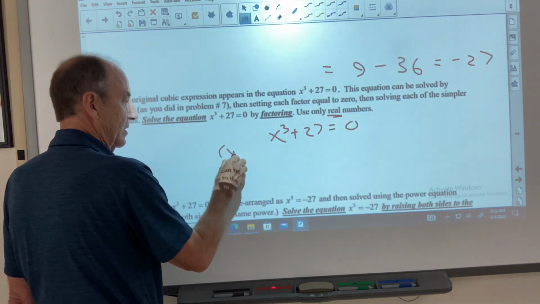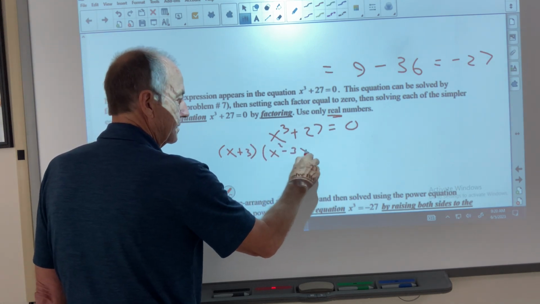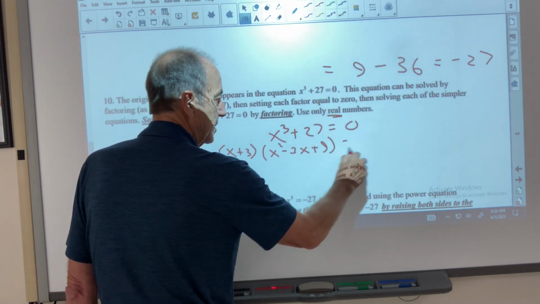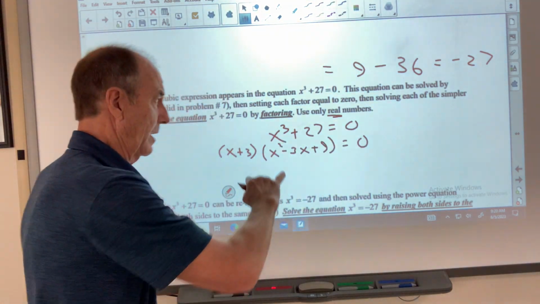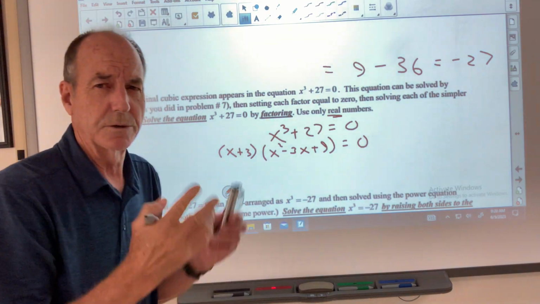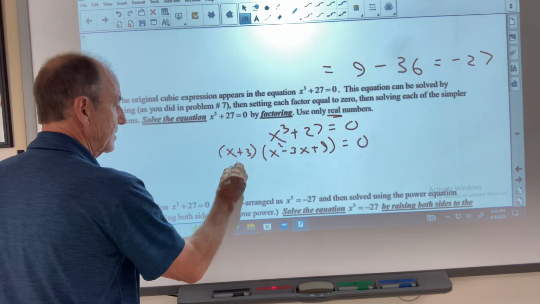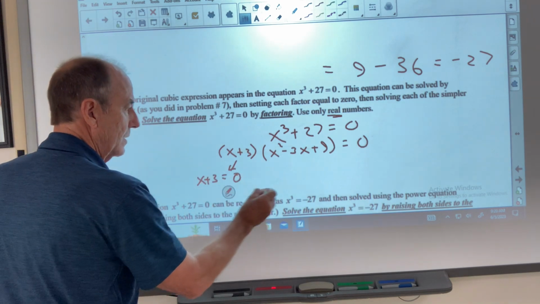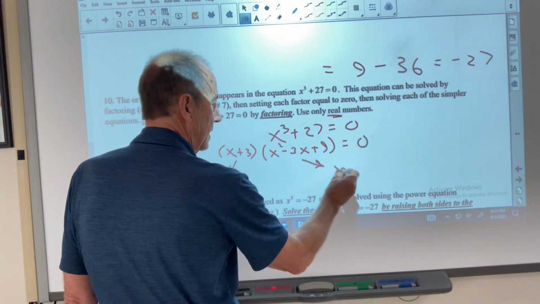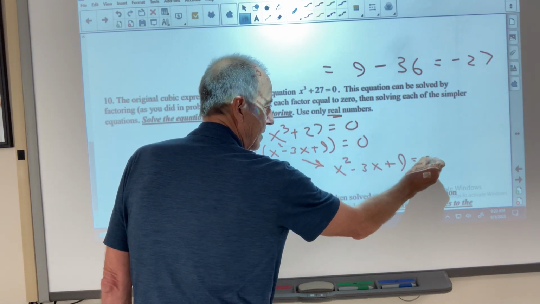We know how to factor it: x plus 3, x squared minus 3x plus 9 is equal to 0. There's an important key here. You do have to write this as equal to 0, and you have to write this as equal to 0. So we have these two factors multiplied together with the 0 product. One of them has to be 0. So x plus 3 has got to equal 0, or this one over here, x squared minus 3x plus 9, has got to be equal to 0.